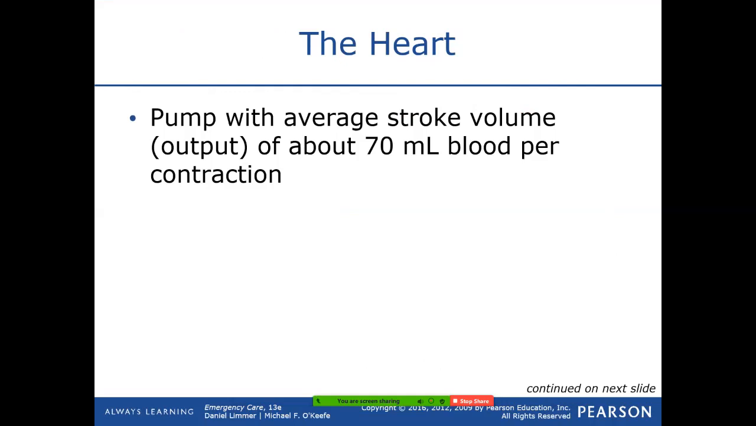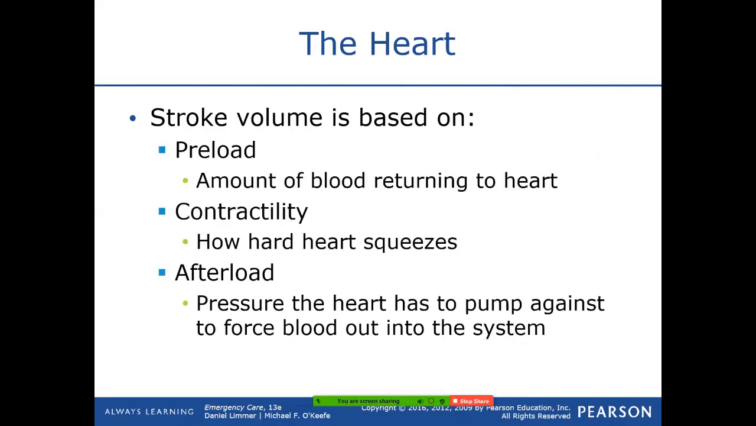Okay, talk a little bit about the heart. The heart pumps an average stroke volume, which is the output of the heart, about 70 milliliters of blood per contraction. Okay, there's a few different pieces to this puzzle of the heart doing its thing. Okay, the stroke volume is based on the preload first. Okay, how much blood is returning to the heart?